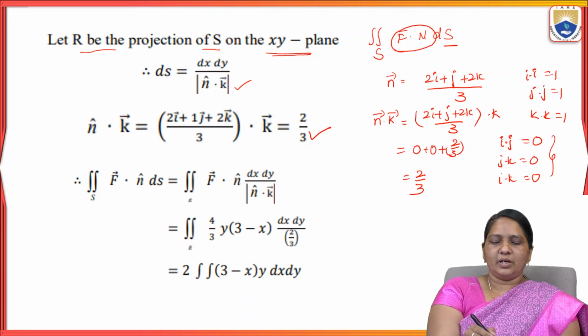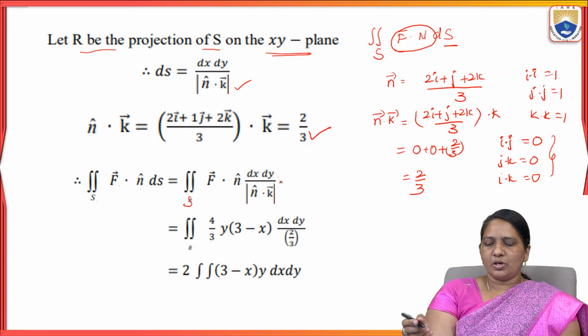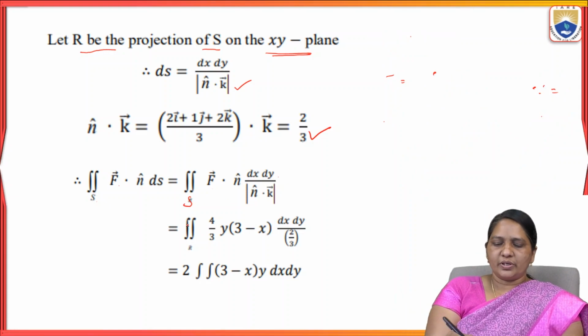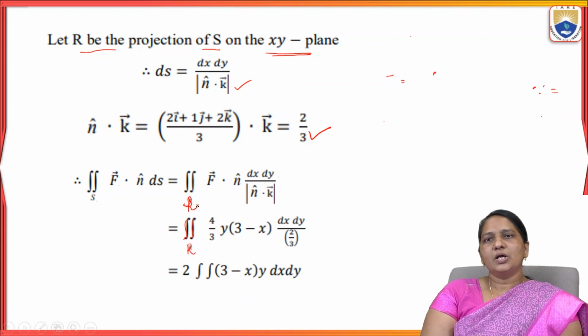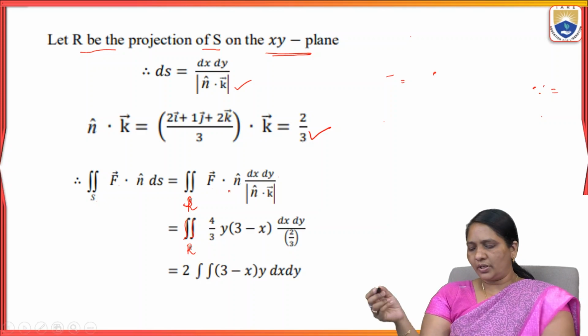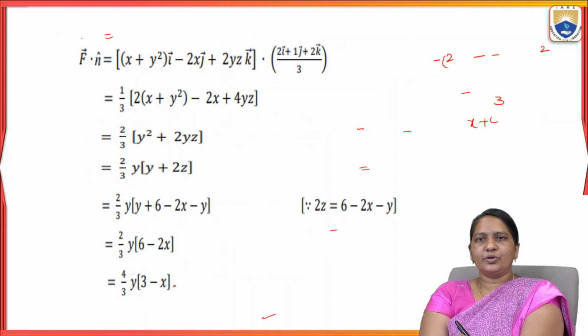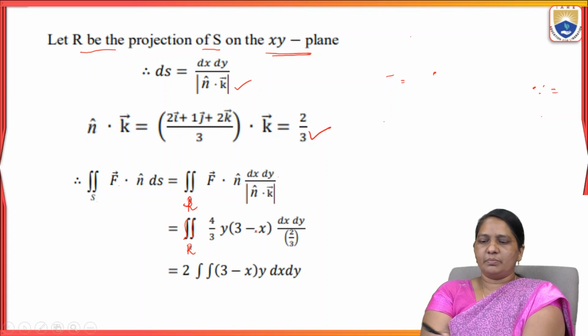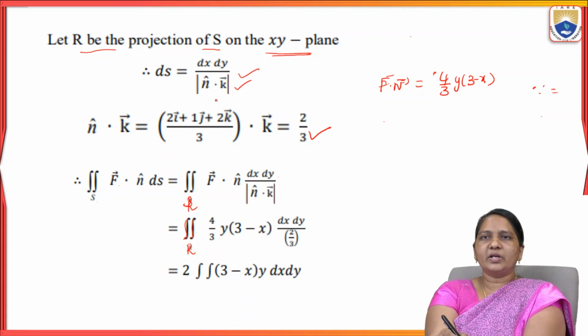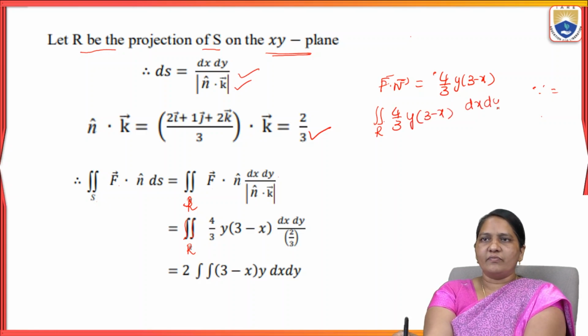Now I am going to evaluate the integral. The double integral over S of F·n dS equals the double integral over S of F·n, and in place of dS we replace the formula dx dy by n·k. Here the double integral over R, I am taking the region over R. What did I get for F·n? It is 4/3 y(3 − x). F·n is 4/3 y(3 − x), and dS is dx dy by n·k, whose value is 2/3. So the double integral over R of 4/3 y(3 − x) dx dy by 2/3.